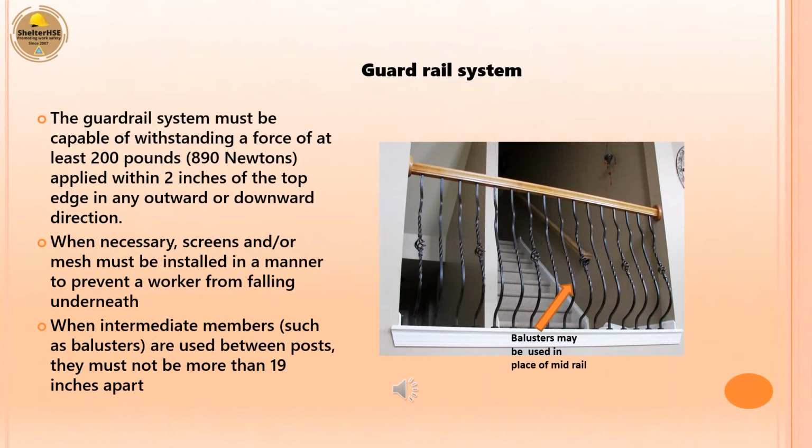The guardrail system must be capable of withstanding a force of at least 200 pounds, 890 newtons, applied within 2 inches of the top edge in any outward or downward direction. When necessary, screens and/or mesh must be installed in a manner to prevent a worker from falling underneath. When intermediate members, such as balusters, are used between posts, they must not be more than 19 inches apart.